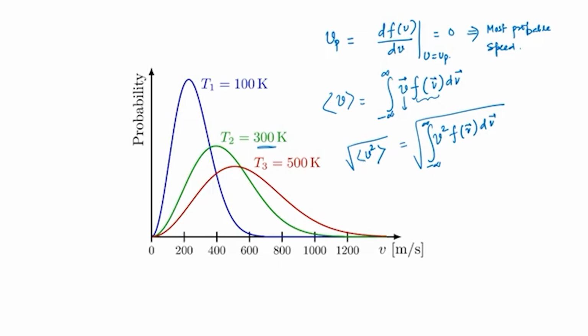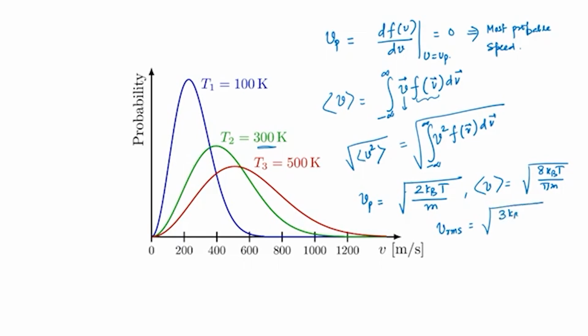Okay, so, if you use all of them, then Vp comes out as root over 2kT over m. V average would come out, at a given temperature, as root over 8kT by pi m, and the root mean square, let us call it Vrms, as we have defined. So, Vrms is equal to root over 3kT by m.